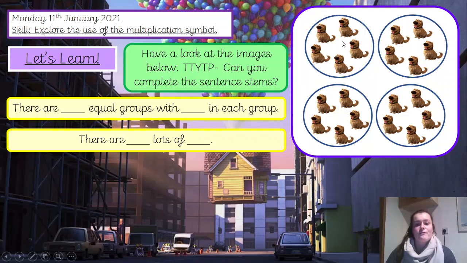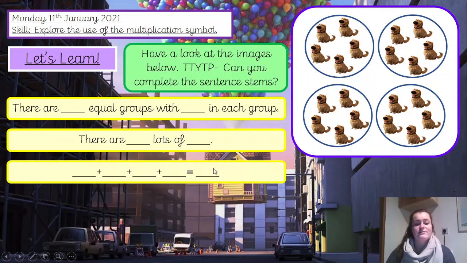Okay, so there are 4 lots of 5 dogs. So there are 4 lots of 5, because we've got 4 groups and there's 5 in each group. Can you have a go at completing this number sentence then, this repeated addition?